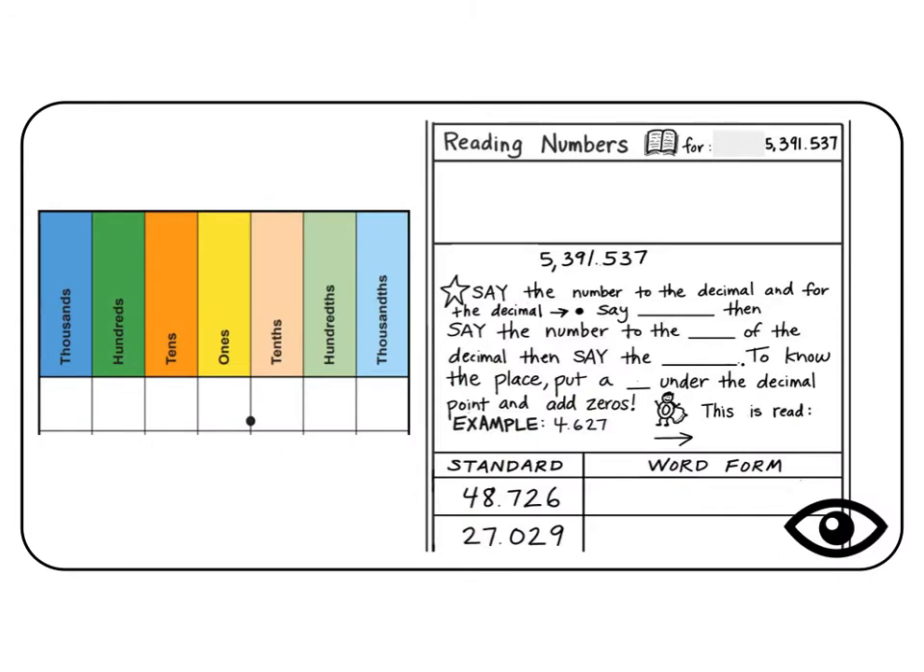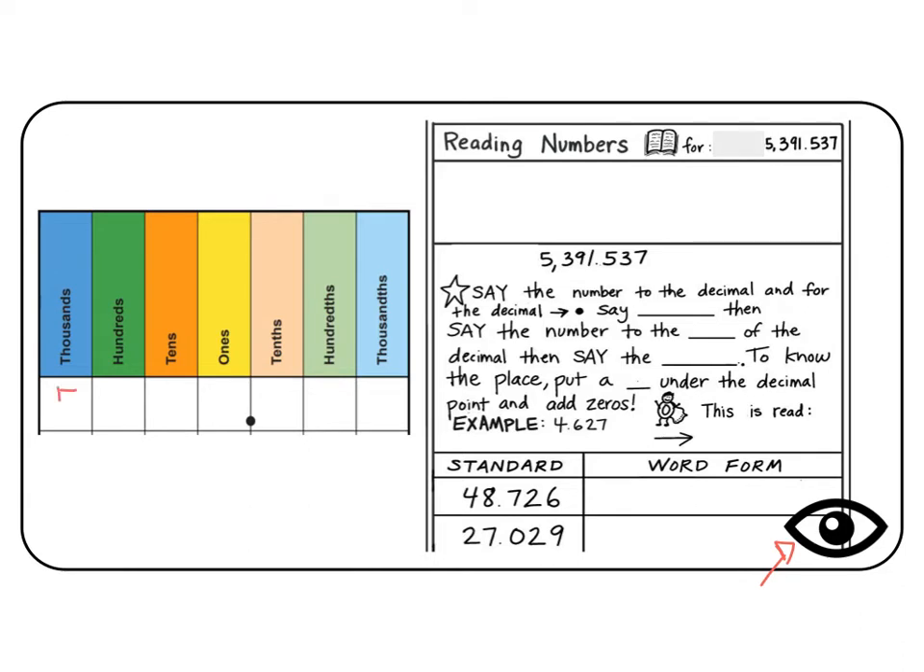All right, 5th graders, remember that the eye icon in the bottom of the screen means that you can go ahead and put your pencil down for just a moment and watch me do math. We are going to read and write this number, 5,391 and 537 thousandths. I'm going to start by writing it in this place value chart so that we can look and see where these numbers belong.